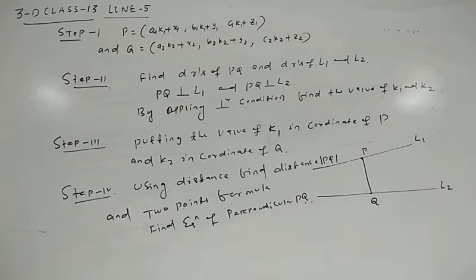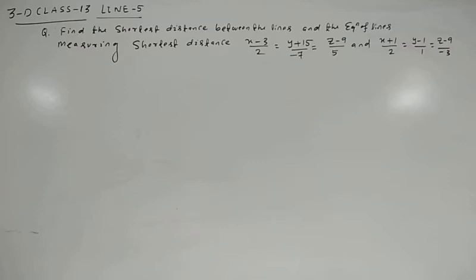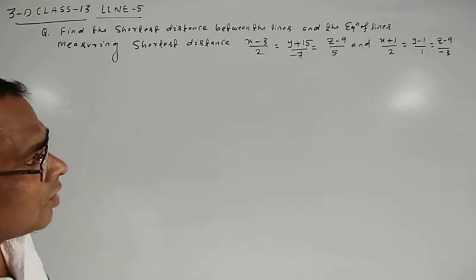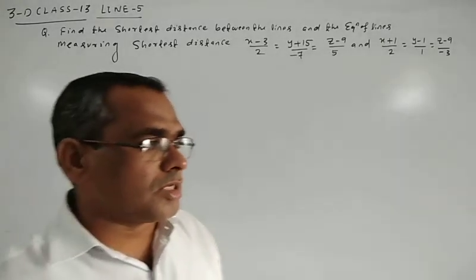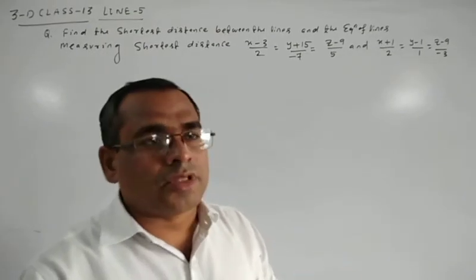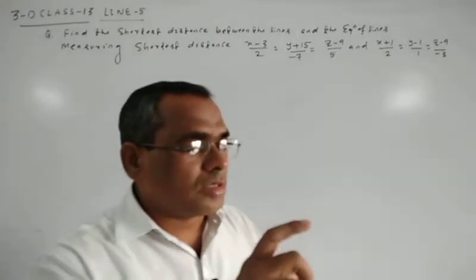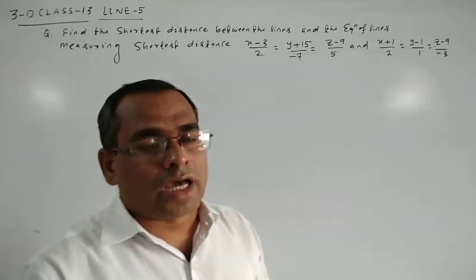Now we do some problems, perpendicular distance and the perpendicular equation. Find the shortest distance between the lines and the equation of the line measuring shortest distance: (x minus 3) by 2 equals (y plus 15) by minus 7 equals (z minus 9) by 5, and (x plus 1) by 2 equals (y minus 1) by 1 equals (z minus 9) by minus 3. You know the shortest distance between two skew lines is the length of the perpendicular between these lines.